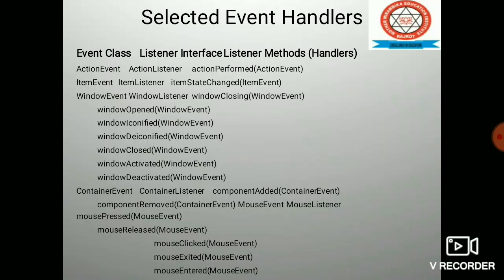Event classes, listener interfaces, and listener methods are given. ActionEvent, ItemEvent, WindowEvent, ContainerEvent are all classes, whereas actionPerformed, itemStateChanged, windowClosing, windowOpened, windowIconified, windowDeiconified, windowClosed are all methods. So just go through it.